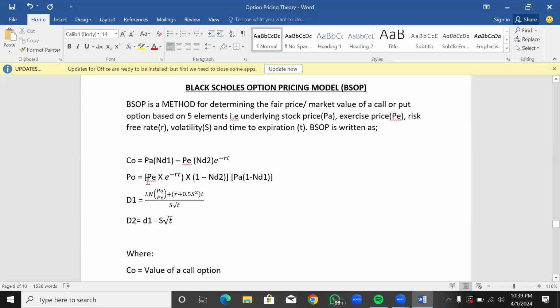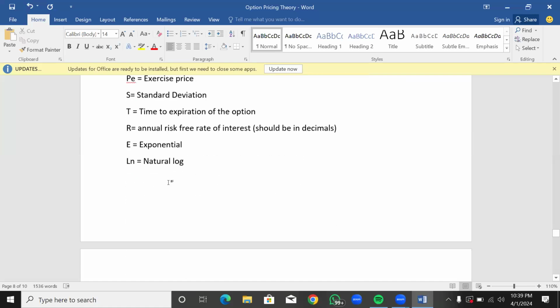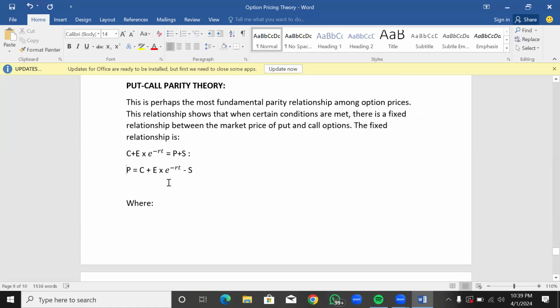It's very complicated. It's easily forgettable. You can forget this formula very easily. That's why you can just use your put-call parity. If you use this for put, you will just go and get your call option. Immediately you get the value of your call option, you put it here. Obviously, you have your exercise price in your question. You have this E times exponential minus RT, minus your stock price. Then automatically you have your put option.